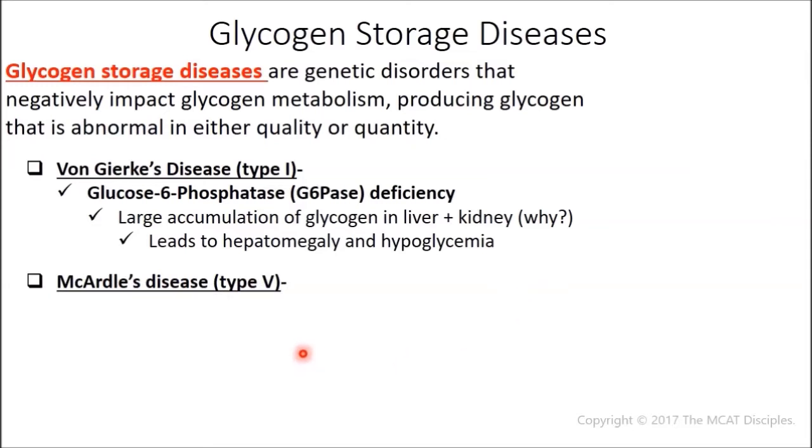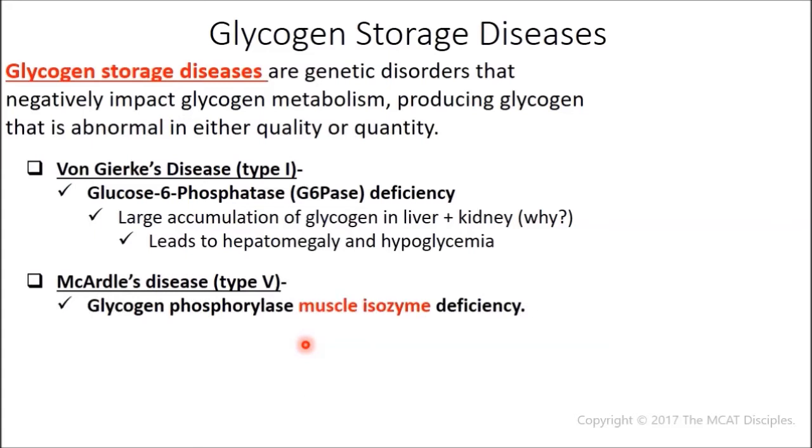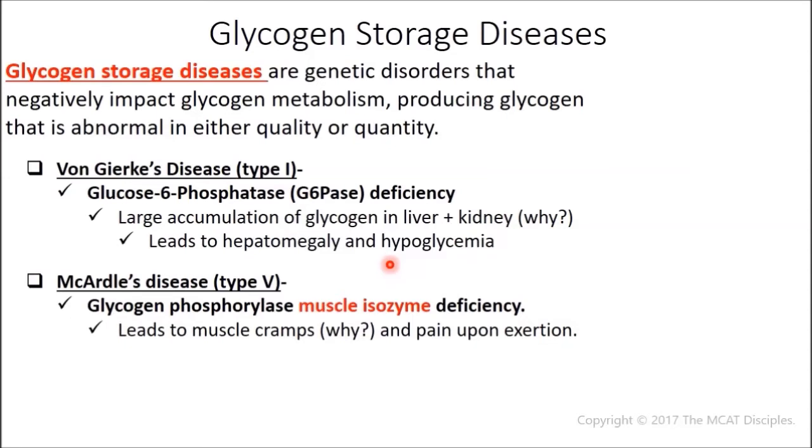Another type, McArdle's disease, type 5. It's a glycogen phosphorylase muscle enzyme isoenzyme deficiency. So an isozyme is just an enzyme that is very similar to another enzyme, but slightly different. Just like an isomer is a very similar compound to another compound. And it leads to muscle cramps and pain upon exertion.